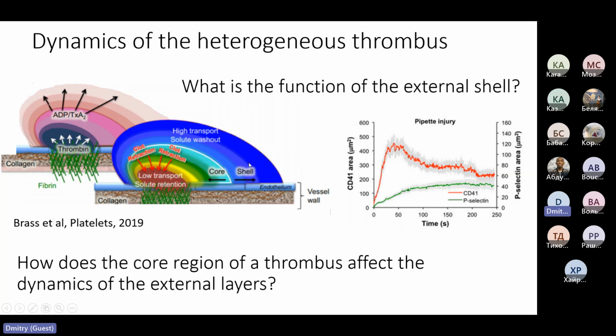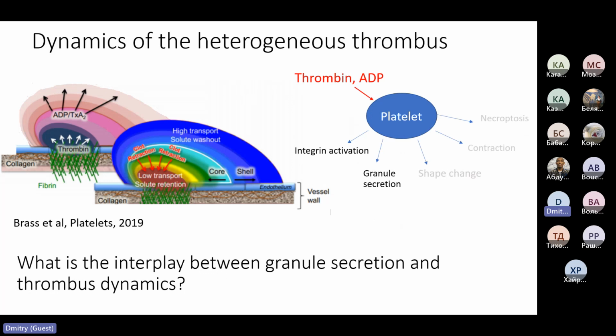So it's not really clear why we need this huge external shell of thrombi, which at some point disassembles. To try to understand what is going on, we decided to build a model where we considered two platelet agonists explicitly: thrombin and ADP. Among the platelet responses, we considered only activation of integrins, which means that the parameters of interactions between platelets change, and also the secretion of granules.